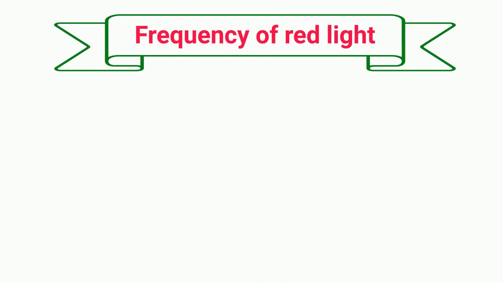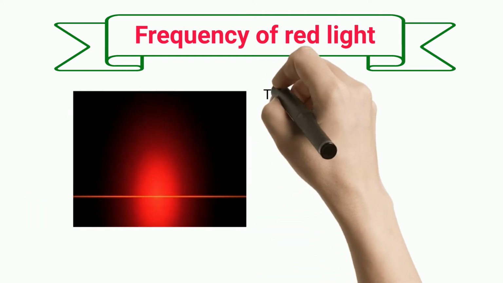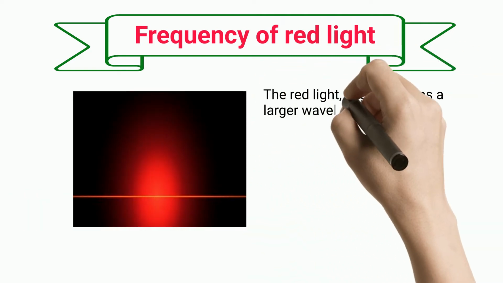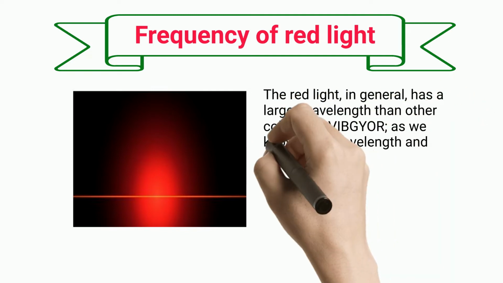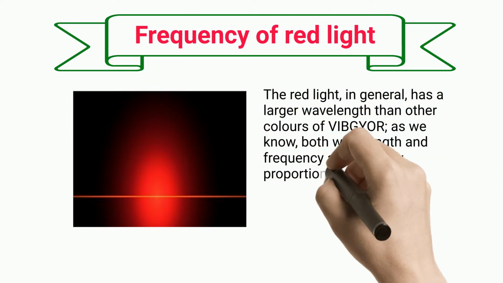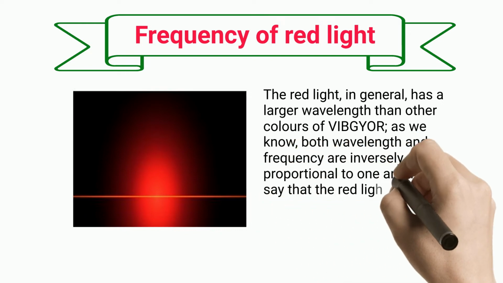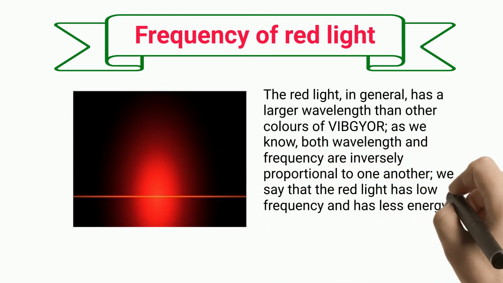Frequency of red light. Red light, in general, has a larger wavelength than other colors of VIBGYOR. As we know, wavelength and frequency are inversely proportional to one another. We say that red light has low frequency and less energy compared to other light waves.